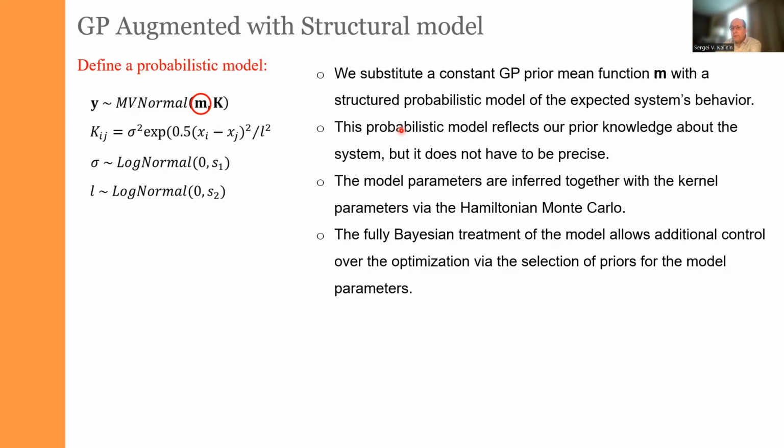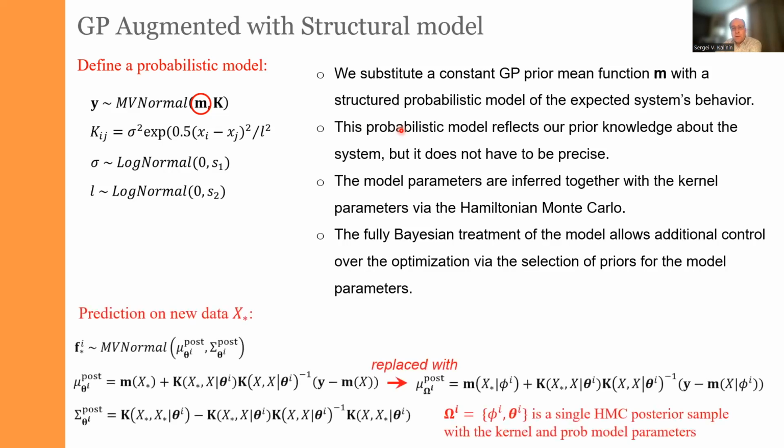However, they're purely data-driven. So if we combine the Gaussian process with the structural model, we get something that both has the prior knowledge of physics in the form of the mean function, and has the flexibility of the Gaussian process and the capability to provide the uncertainty, which allows us to build the Bayesian optimization workflows on top of that. So this is exactly what we've done. This is the cliff-notes type of definition of the Gaussian process augmented with the structural model.